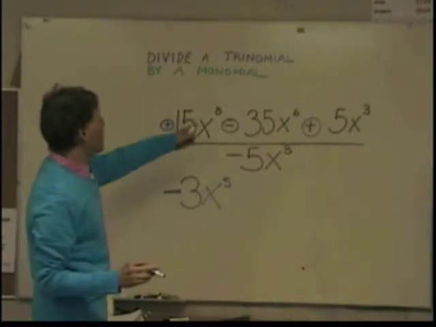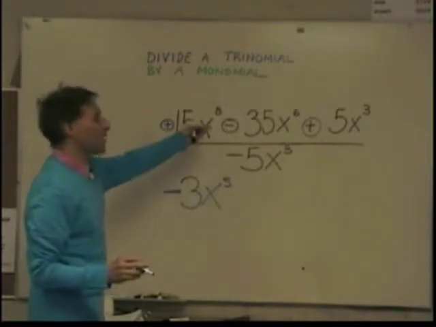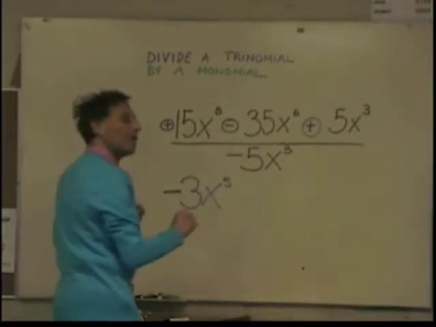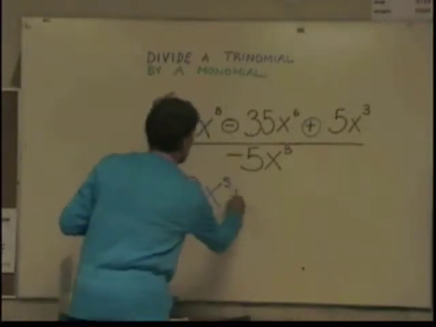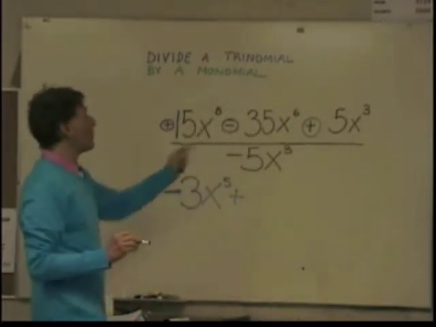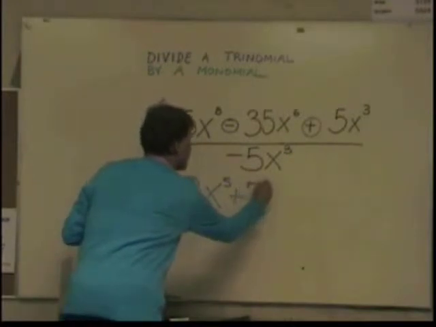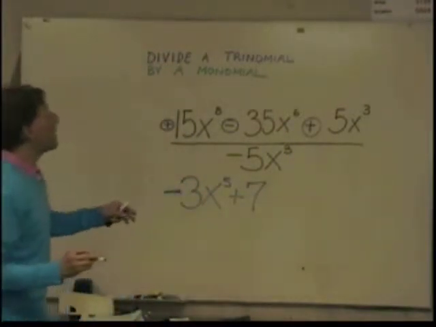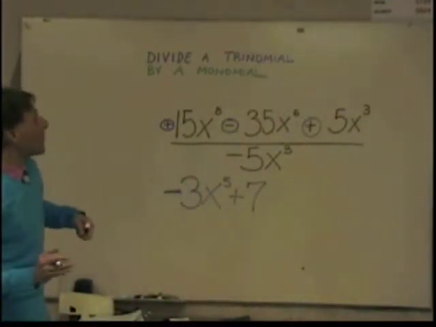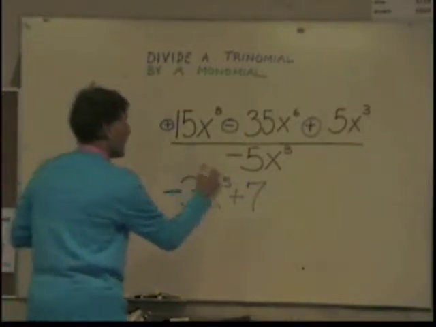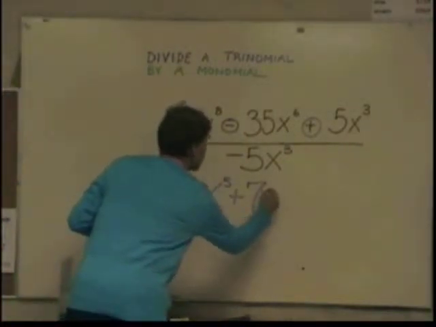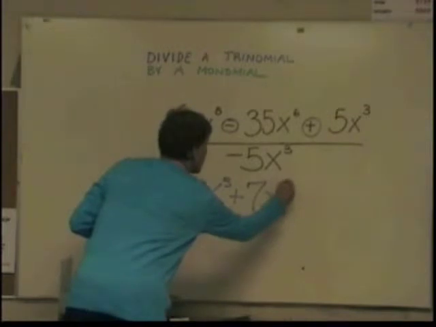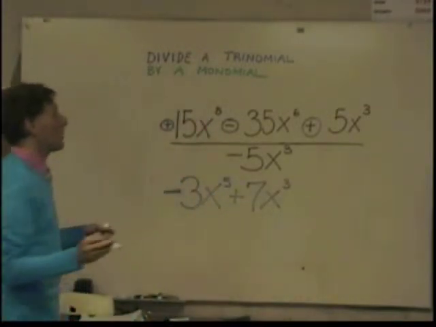Now I have 2 negatives. Just remember, you're going to change that sign because of the negative on the bottom. It's going to be positive. 35 divided by 5 is 7. We'll put that 7 there. And we subtract the exponents when we divide, so 6 take away 3 is x to the third. 6 take away 3 is 3.